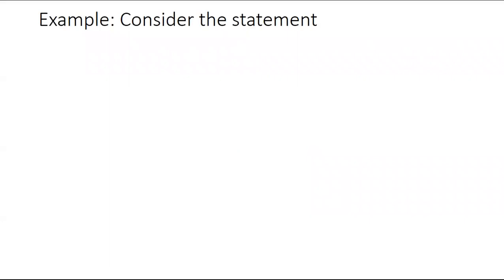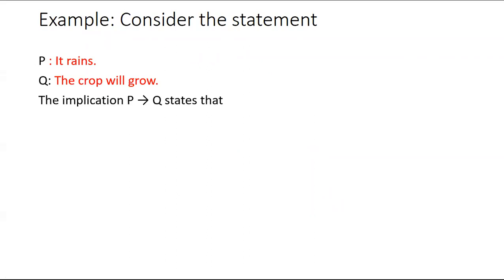Next, consider the statement. P: it rains. Q: the crop will grow. Now P implies Q. Write the statement for P implies Q. Tell me, what is the statement for P implies Q? If it rains, then the crop will grow. Yes, right.